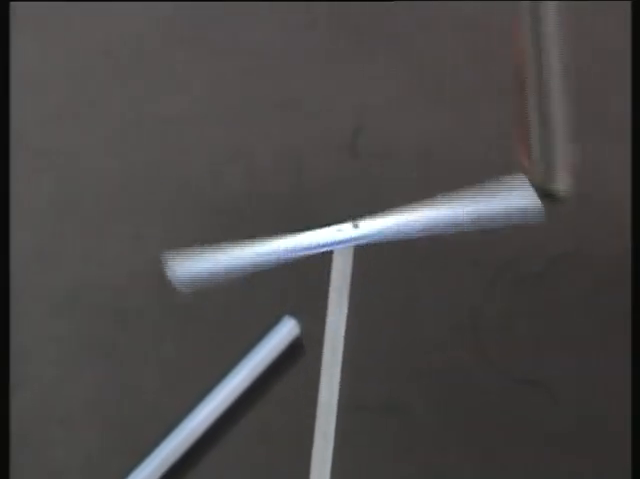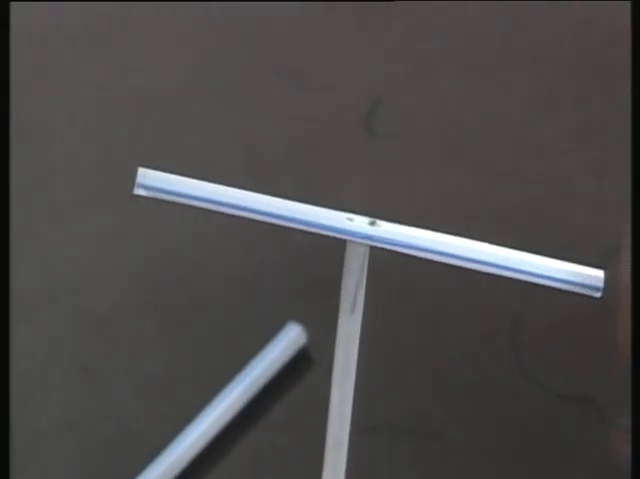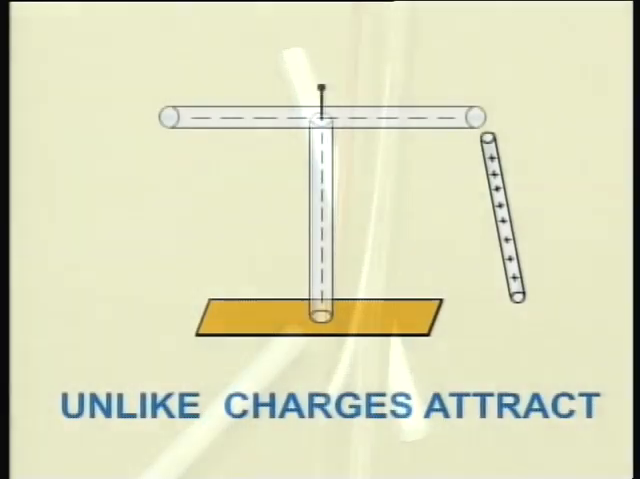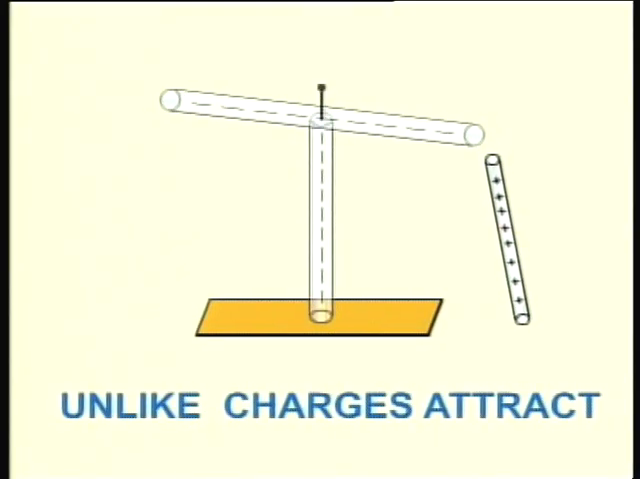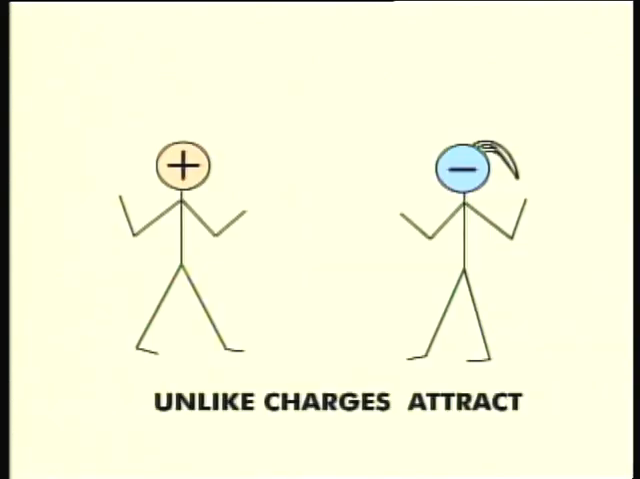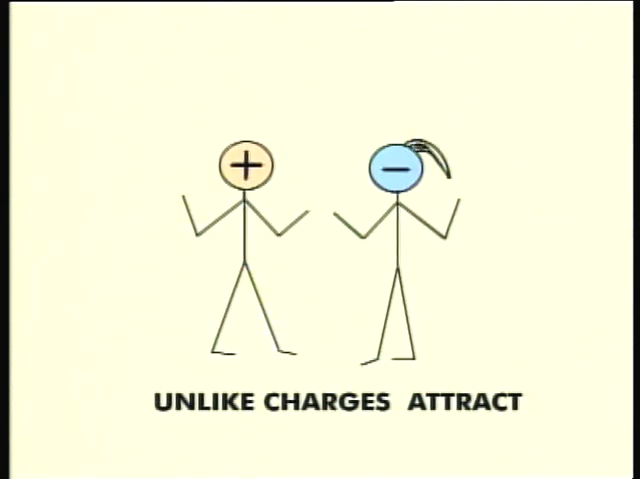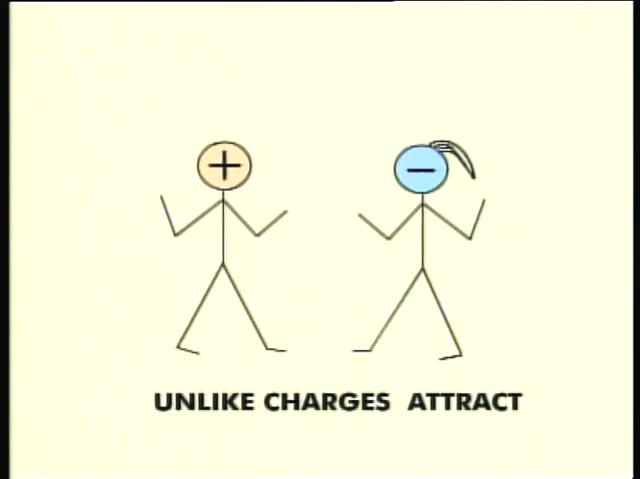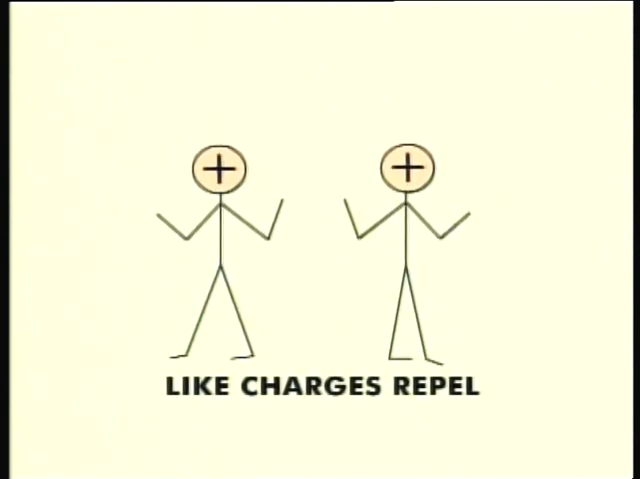See what happens when we bring this glass rod closer to this supported straw. Two unlike charges attract each other. So, we can say unlike charges attract and like charges repel. The attracting and repelling forces between the charged bodies occur because of the electric field present around them.